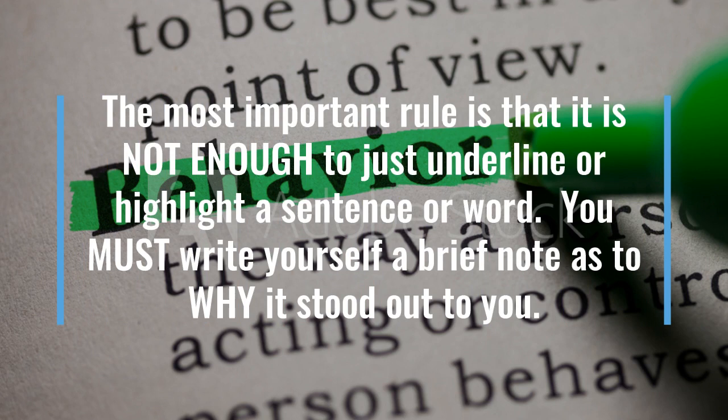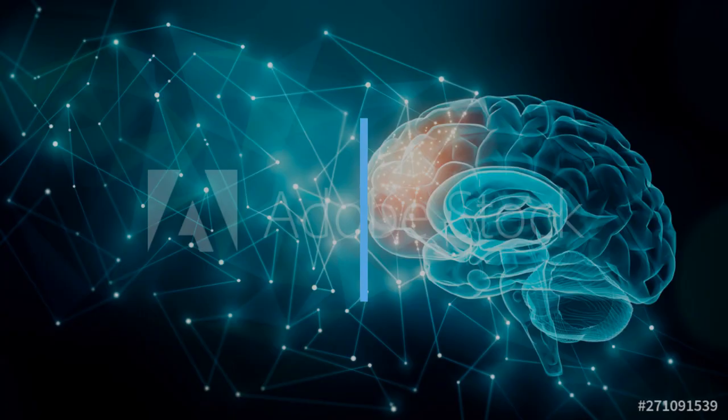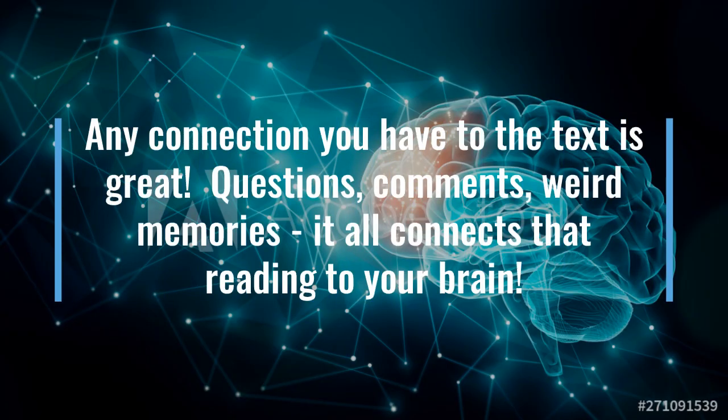The most important rule of talk-to-the-text annotation is that it is not enough to just underline or highlight a sentence or a word. You must write yourself a brief note as to why it stood out to you. Any connection you have to that text is great. Comments, questions, weird memories, it all connects that reading to your brain.